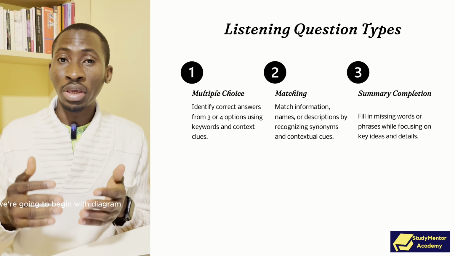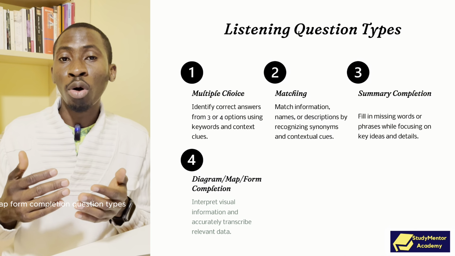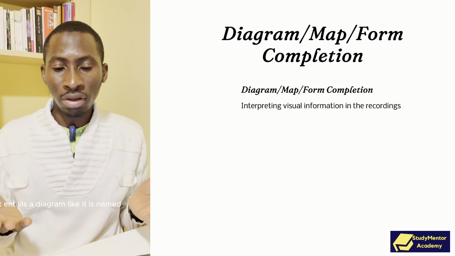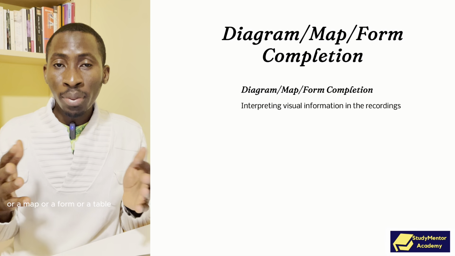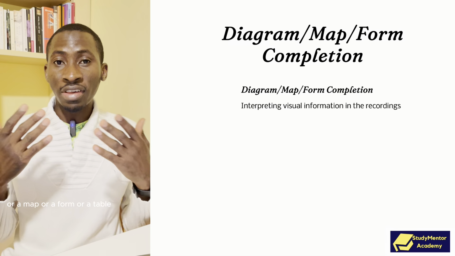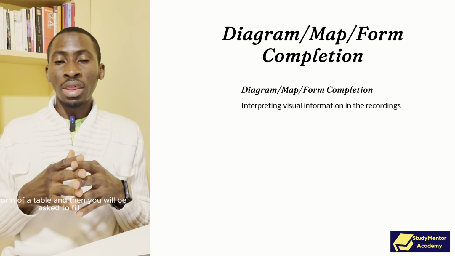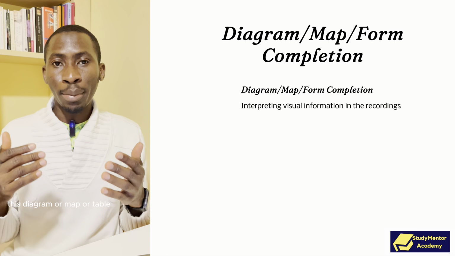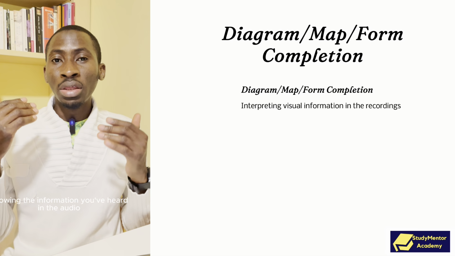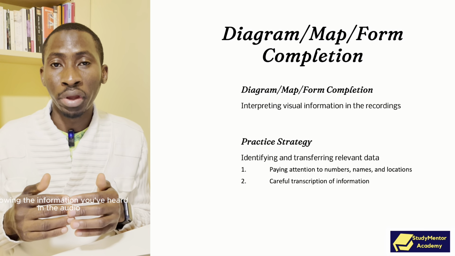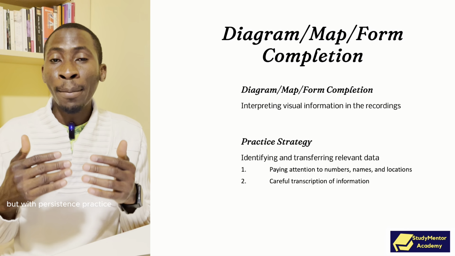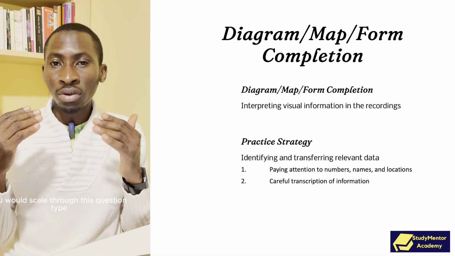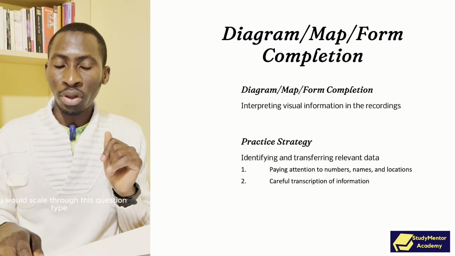All right, we're going to begin with the diagram, map, form completion question types. It entails a diagram, like it is named, or a map, or a form, or a table, and then you will be asked to fill this diagram or map or table following the information you've heard in the audio recording. This could be challenging, but with persistence and practice, you would scale through this question type.